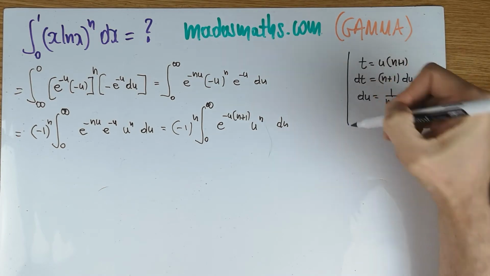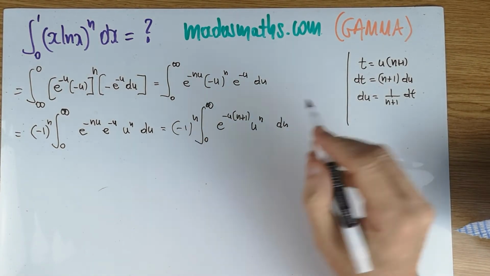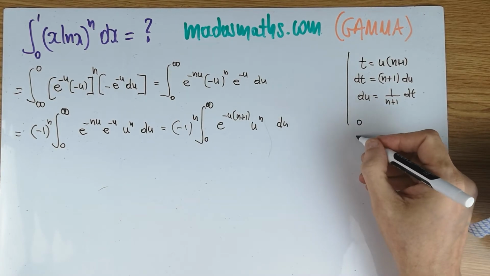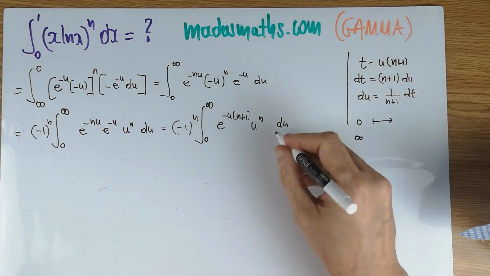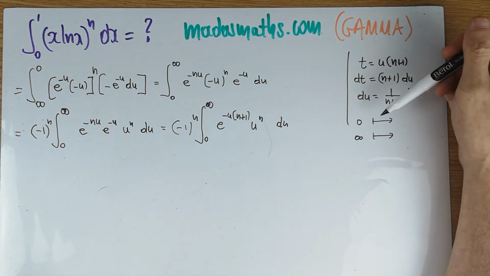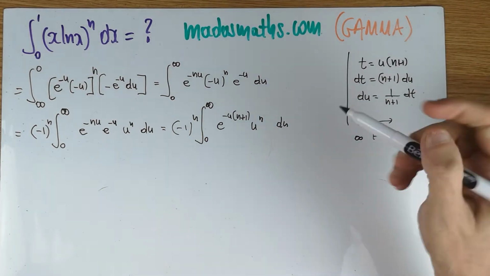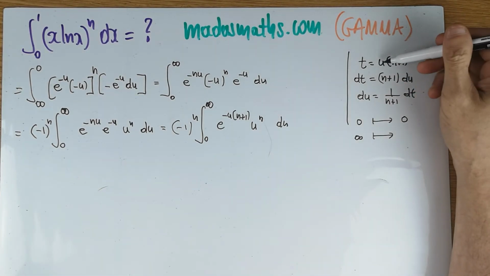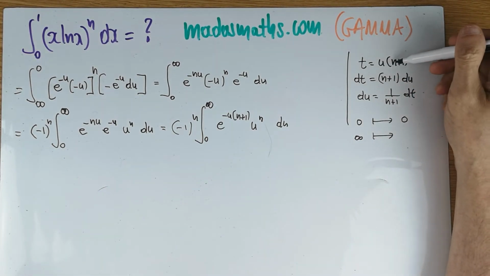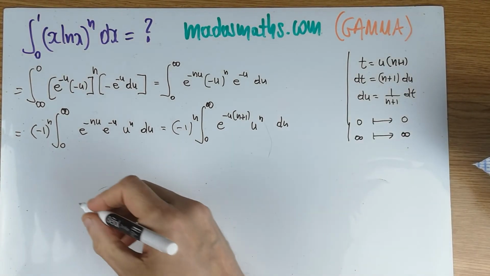So this is the substitution and the limits. When we got 0 and infinity, that's in u's in this integral. So what happens there? When we put in u is equal to 0, t will be 0. When u is infinite, and n plus 1 is a positive integer, t will be infinite. So the limits are in fact unchanged.